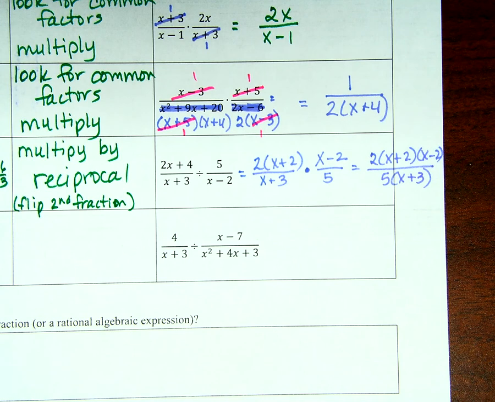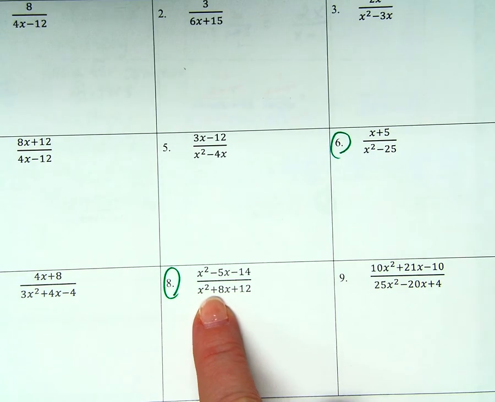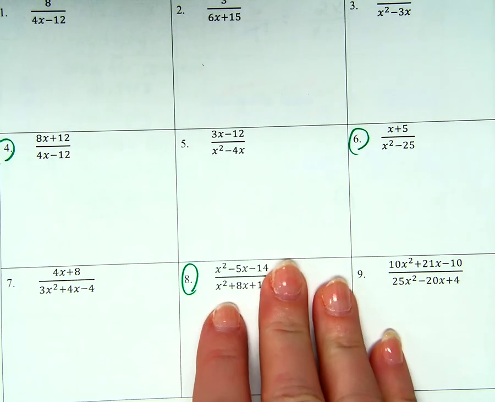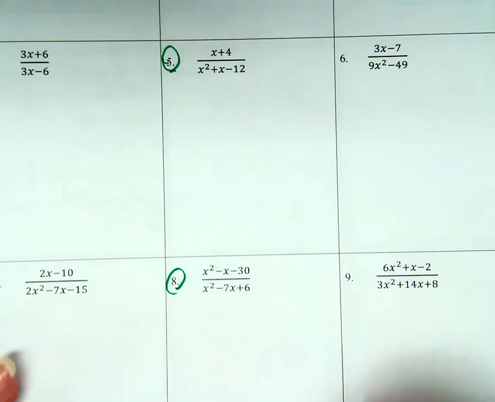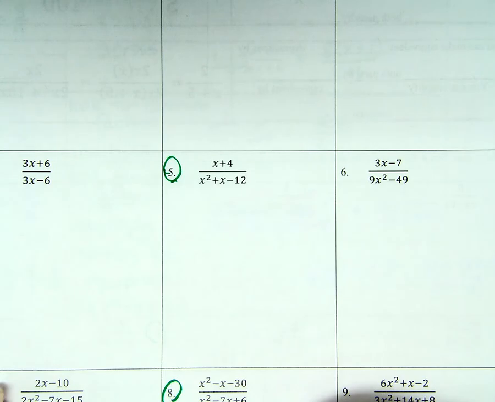The bell's about to ring. Can I please tell you which ones to circle on your other page? So on the front of this other page, I want you to do 4, 6, and 8. And on the back of this page, I want you to do 2, 5, and 8. Okay?